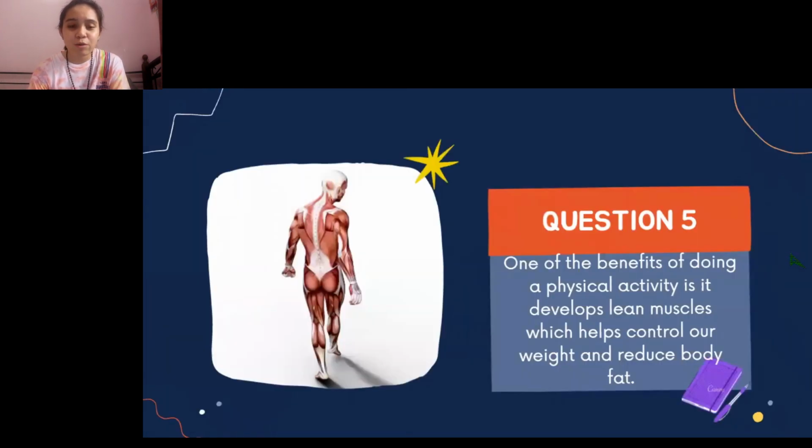And lastly, question number 5, true or false? One of the benefits of doing a physical activity is it develops lean muscles which helps control our weight and reduce body fat. The answer is true.